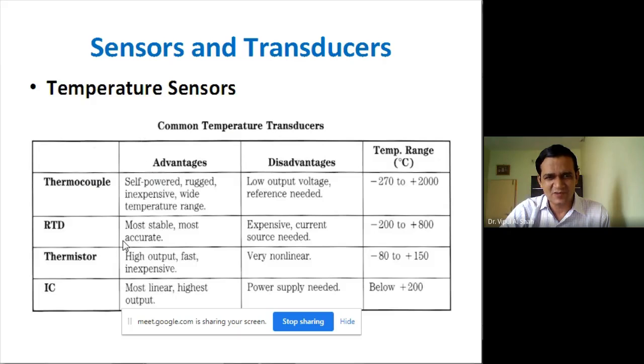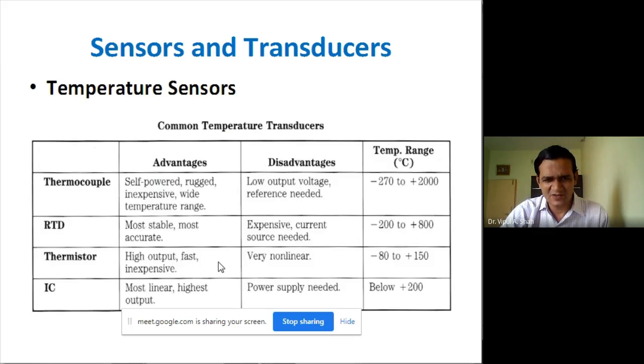Some of these common temperature sensors are thermocouple, RTD, thermistor, and ICs. Thermocouple is self-powered. It is very inexpensive. It has a wide temperature range. It can be utilized in the range of -270 to plus 2000 degrees Celsius. RTD, resistance temperature detector, is most stable. It is most accurate. So if you want an accurate reading, we should go for the RTD. It is expensive and a current source is needed for measurement of this signal. And the range of temperature is -200 degrees Celsius to 800 degrees Celsius.